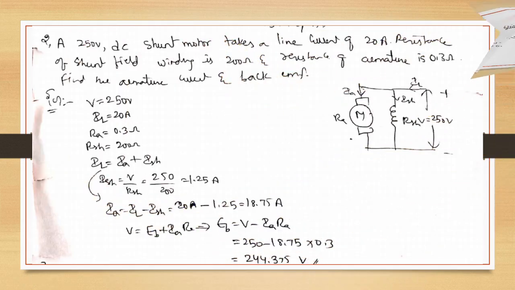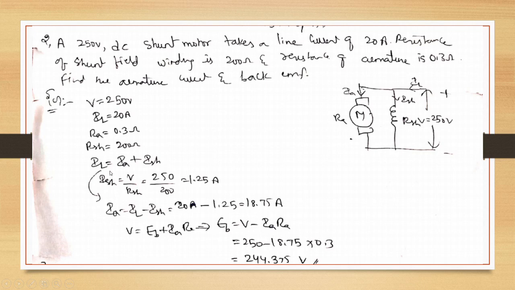Next numerical. A 250 volt DC shunt motor takes a line current of 20 amps. Resistance of the shunt field winding is 200 ohms and resistance of the armature is 0.3 ohms. Find the armature current and back EMF. So the first step is to draw the circuit diagram, write the given data, and write the equation for voltage. For the shunt motor, the voltage equation is V equal to EB plus IA RA, or EB can be written as V minus IA RA.